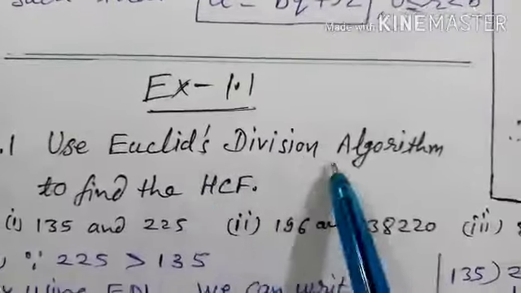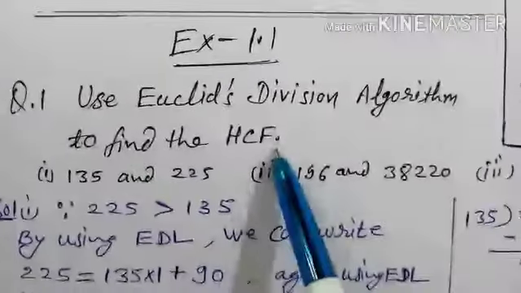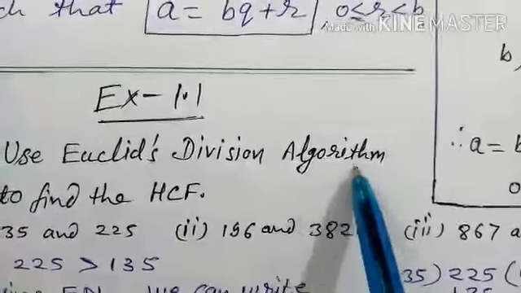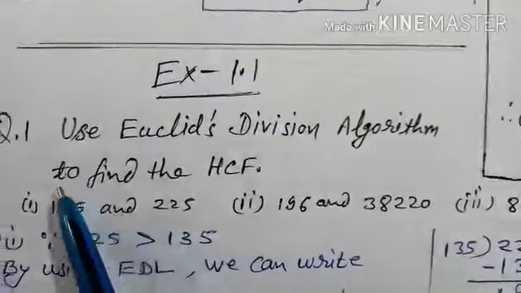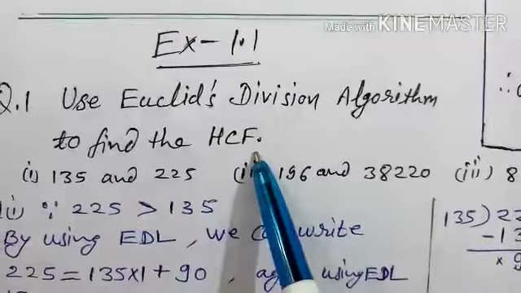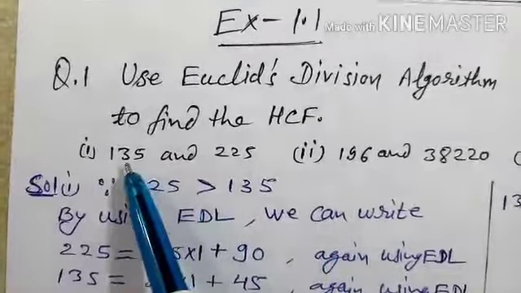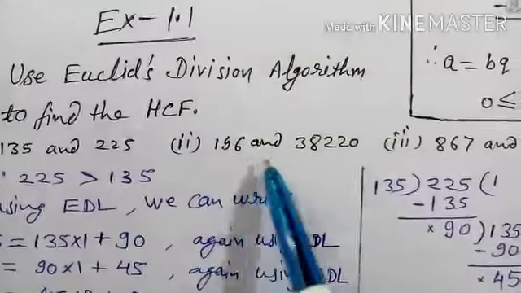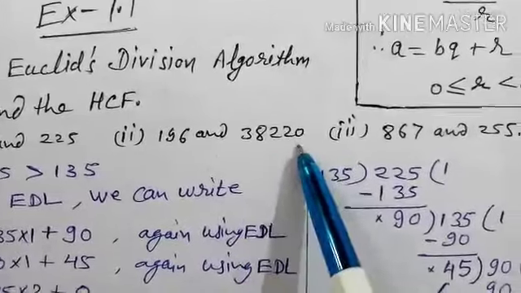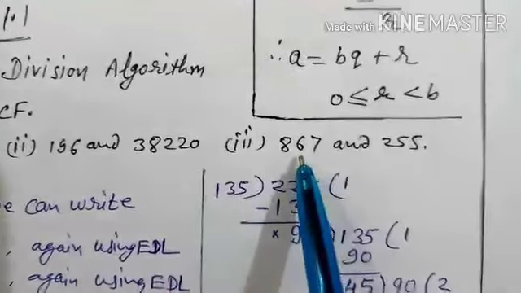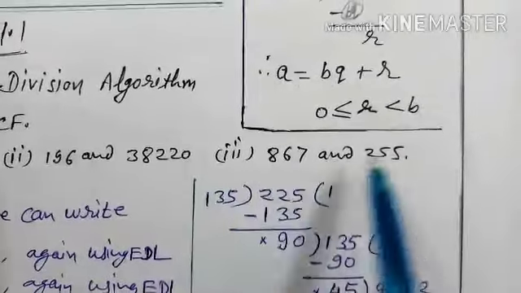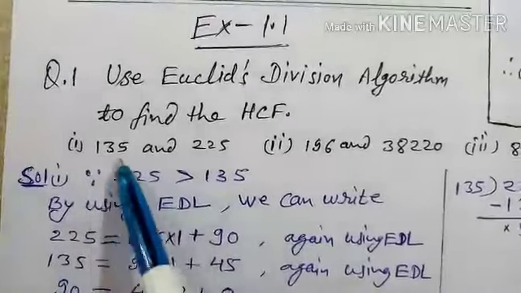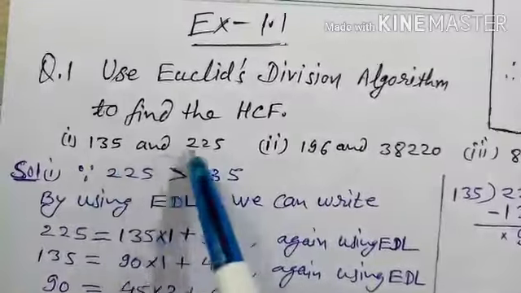Now our first exercise 1.1: use Euclid's division algorithm, it means procedure, to find the HCF. The first part is 135 and 225, the second part 196 and 38220, and there is one more, the third part, 867 and 255.